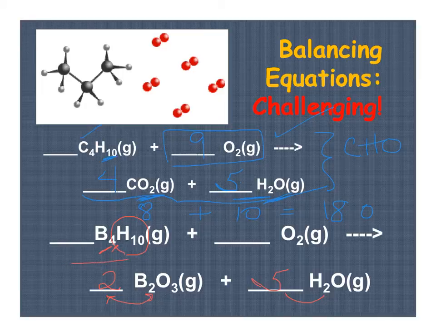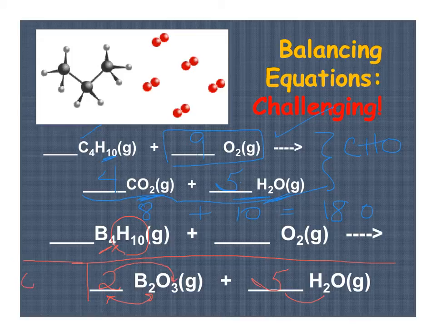I need to count oxygen now, and it looks like it's going to be a little tricky. Let's see. On the product side, I have 2 times 3 or 6 oxygen plus 5 times 1 or 5 more oxygen. So I have 11 oxygen. Ooh, that doesn't really look like a good match on the product side.